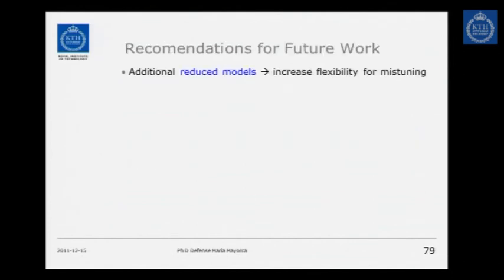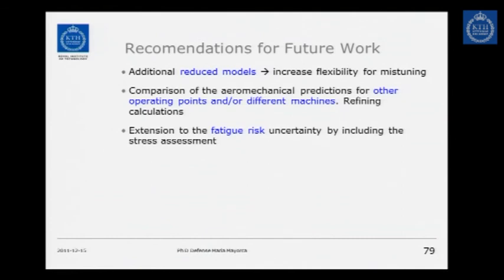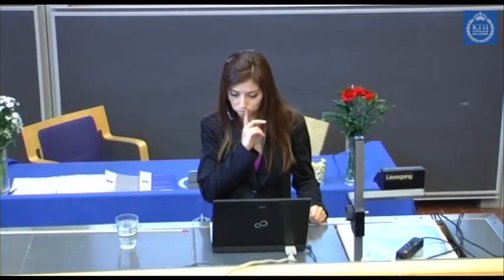Recommendations for future work. New reduced models can be introduced, for example the asymptotic mistuning model or the fundamental mistuning model, to have increased flexibility in the mistuning analysis with large models. The comparison of aeromechanical predictions for other operating points and different machines would allow conclusions about these uncertainties. Refining the calculations, of course, with a more accurate CFD calculation, including, for example, shedding or tip clearances. Extension to the fatigue risk and uncertainty in the stress assessment, so go all the way to the fatigue risk, not only to the complex amplitudes.